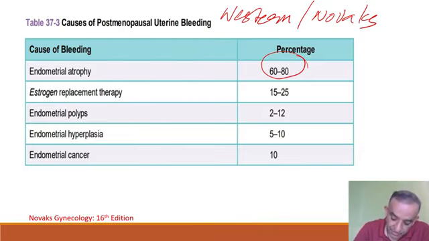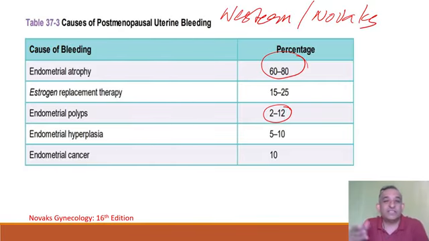After that, there is hormone replacement therapy, almost 25-30%. Endometrial polyps, 2 to 12%. Endometrial hyperplasia, endometrial cancer, cumulative around 20%. Is there even carcinoma cervix mentioned in these cases? No, because in the West, carcinoma cervix has been majorly controlled because of lifestyle modifications and early screening programs.